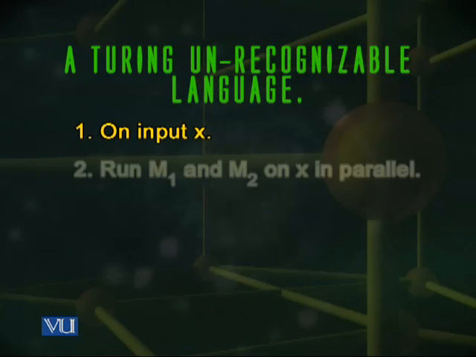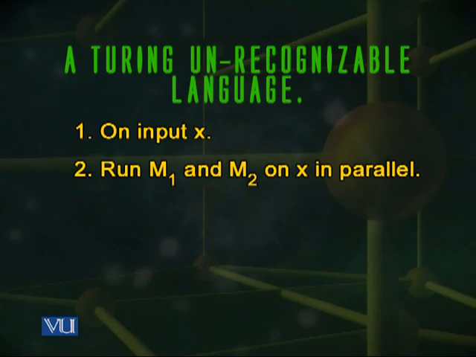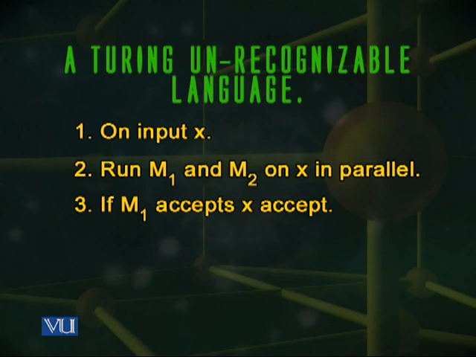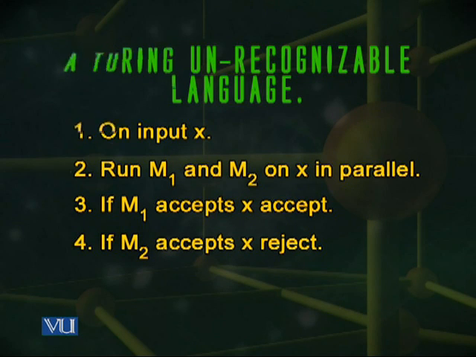When it gets an input X, it runs M1 and M2 on X in parallel. If M1 accepts X, it accepts. If M2 accepts X, it rejects. So how can we run two Turing machines in parallel? The idea is once again to use dovetailing. So a more detailed description of this Turing machine is given as follows.